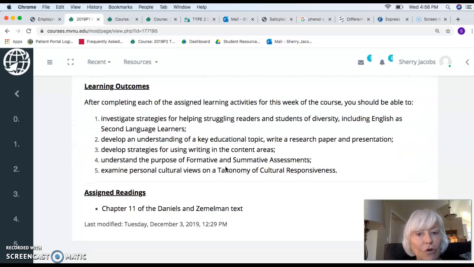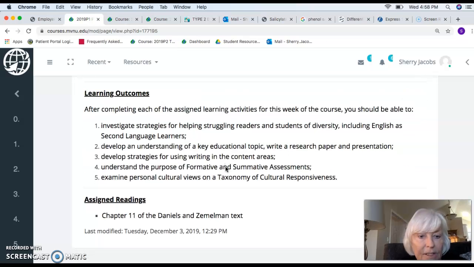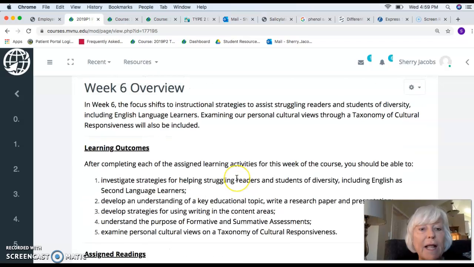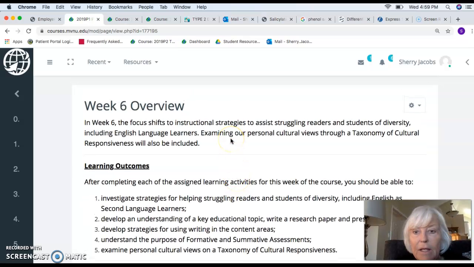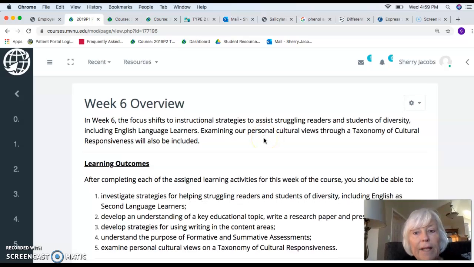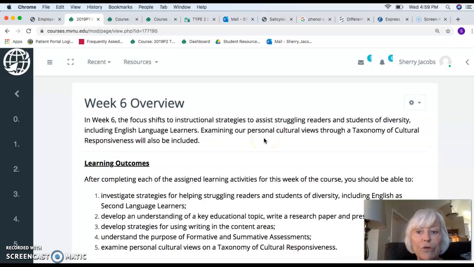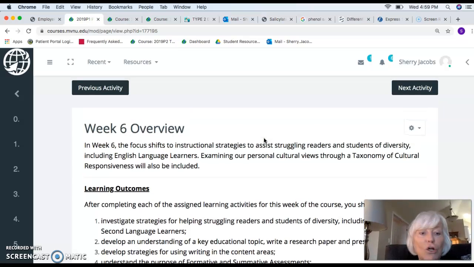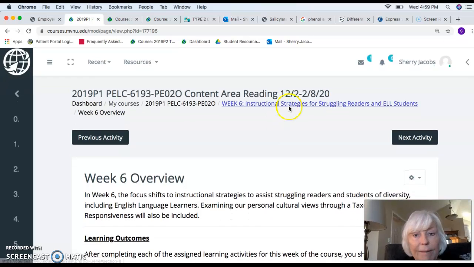As always, you'll have your learning outcomes and your assigned reading, which is chapter 11 of the Daniels and Zemelman text this week. We're going to focus on instructional strategies for struggling readers and students of diversity, including ELL, and looking at our cultural views through the lens of the taxonomy of cultural responsiveness. We'll be talking about that as well.